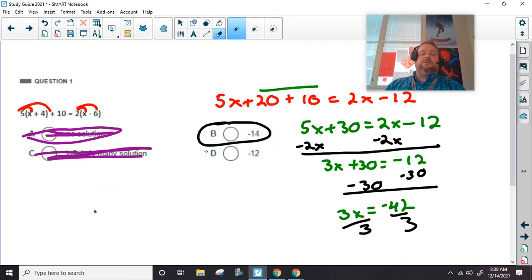How many of y'all were doing this? You actually plugged the numbers in and did it that way to check it instead of solving it. Yeah, some people do, some people don't.